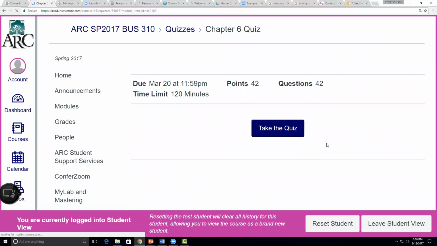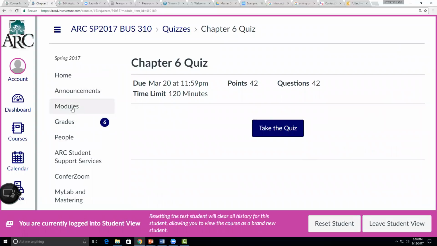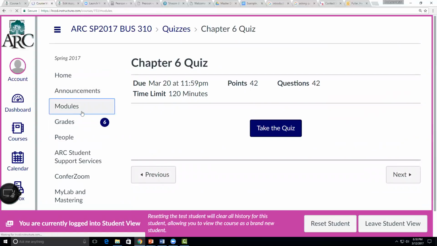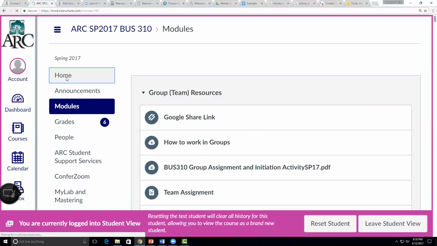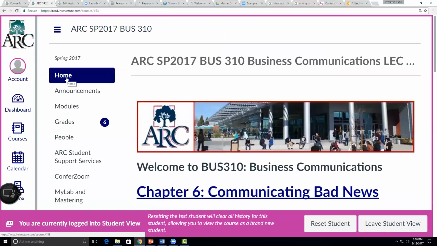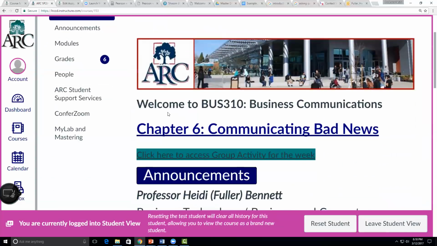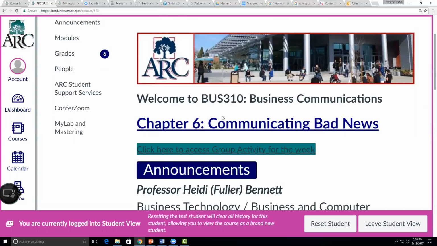Then finally, there's the quiz. So those are the activities for this week when it comes to communicating bad news. I'm going to go home, and when I go home, I'm going to follow the link to the group activity for this week. You have your initial activity, which is your team and resources document that's been created.